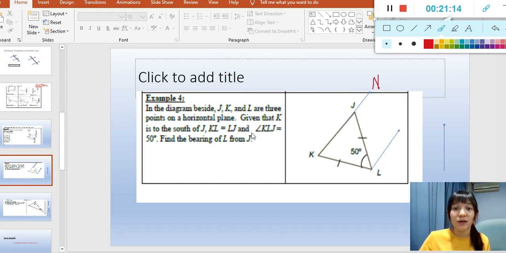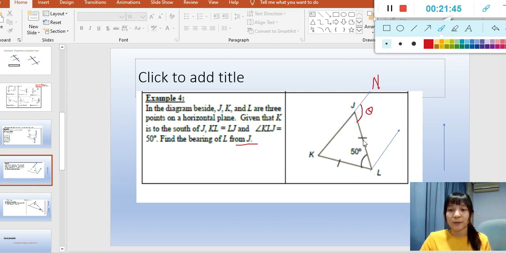Utara. Find the bearing of L from J. From J, you're going to rotate. Find the bearing from J. Go to L. Where's your L? L is here. You're going to rotate until you stop on this line, because this line points toward your L. What is the degree here? Let it be theta first. What is that theta?